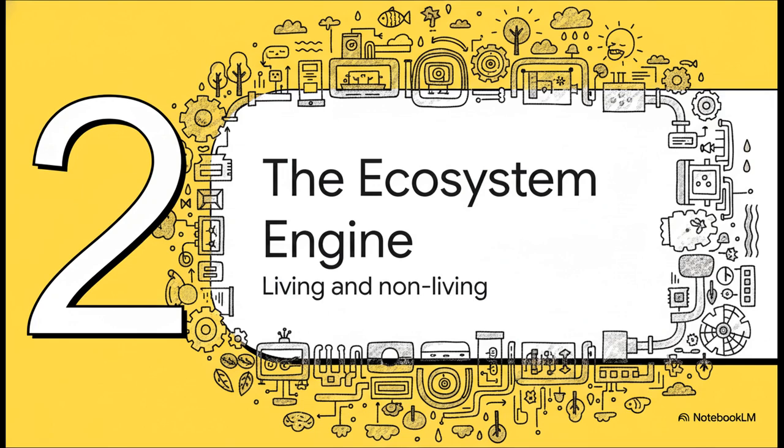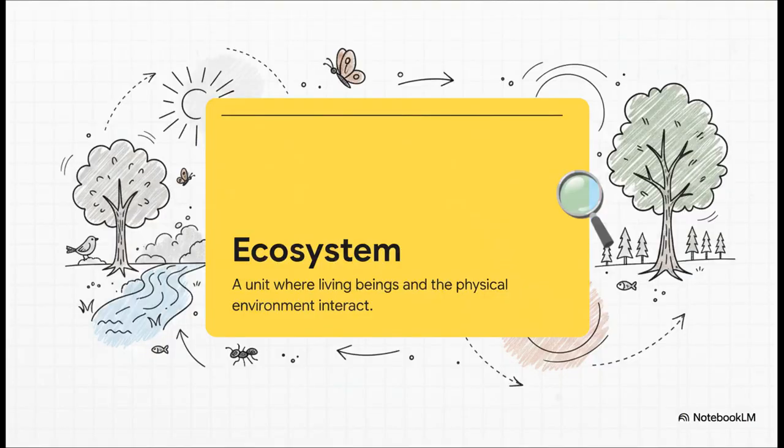Moving on to section 2, the ecosystem engine, where living and non-living interact. So an ecosystem is essentially where the biological community officially shakes hands with the physical environment. This is the structural and functional unit where living beings and physical spaces interact and continuously swap materials. An ecosystem can be as small as a single tree or as massive as a whole forest. It is the true engine of the biosphere.